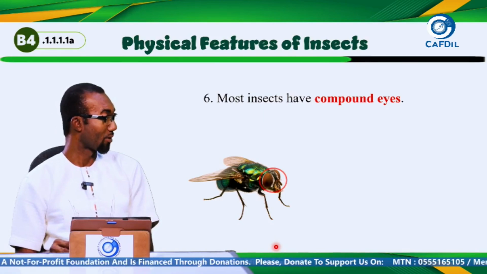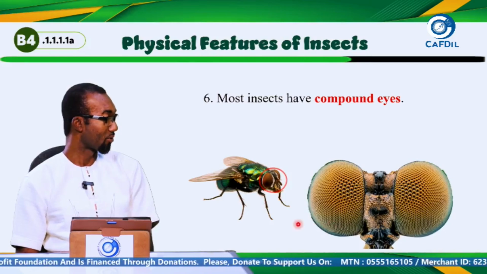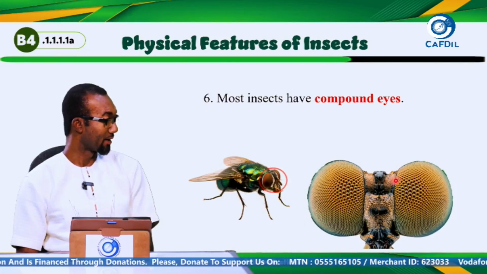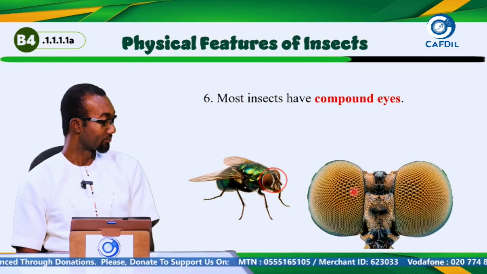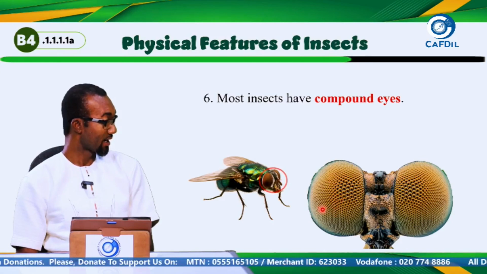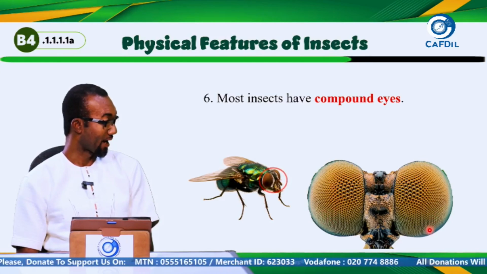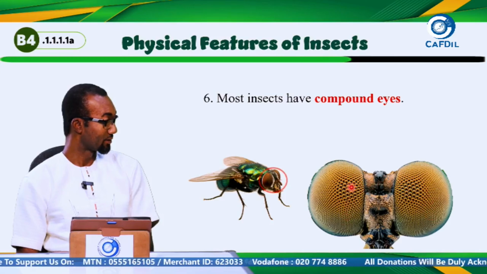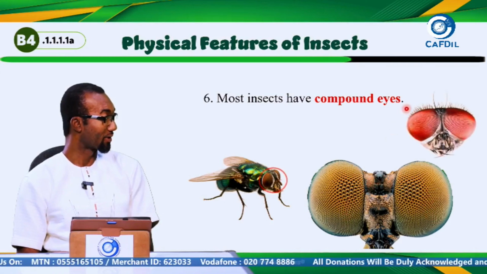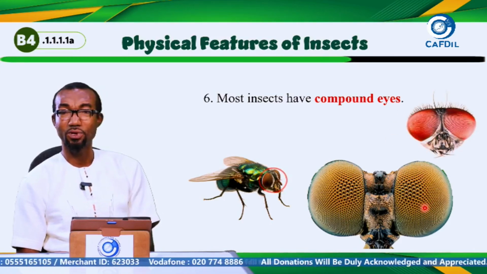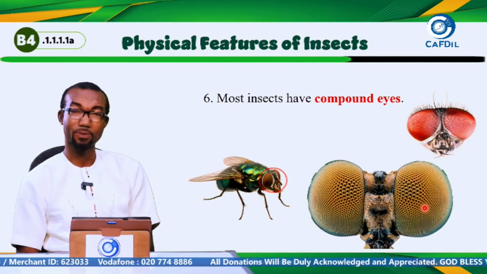This is what we call a compound eye. Look at the eye of the insect. Most insects have this type of eye. Look at how it is. That's what we call a compound eye. Now let's look at what a compound eye is.